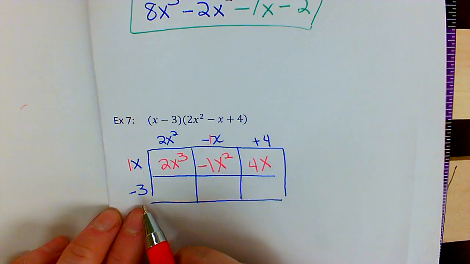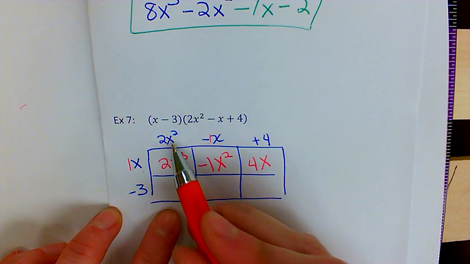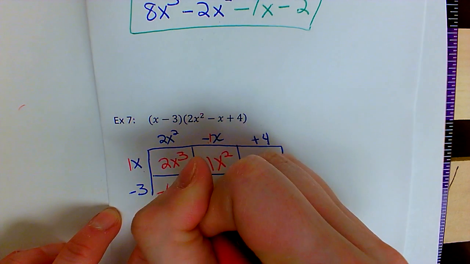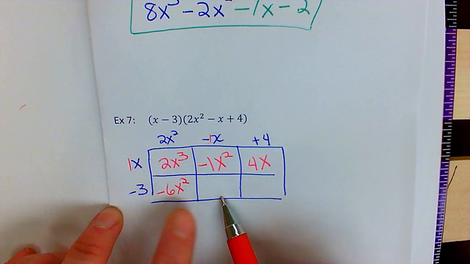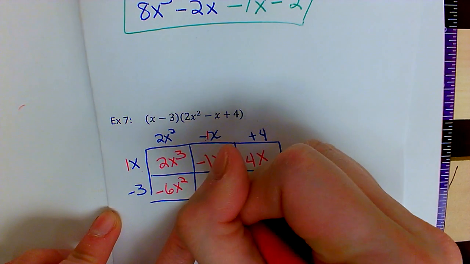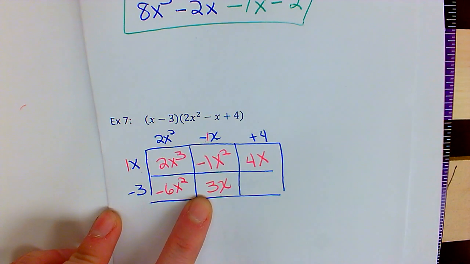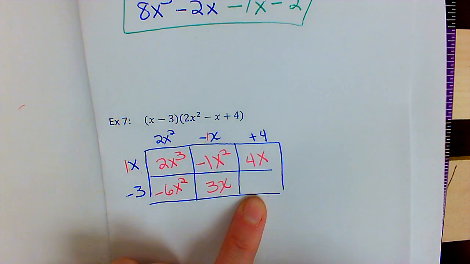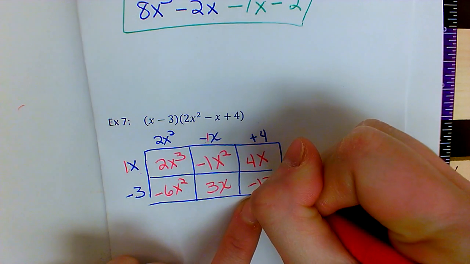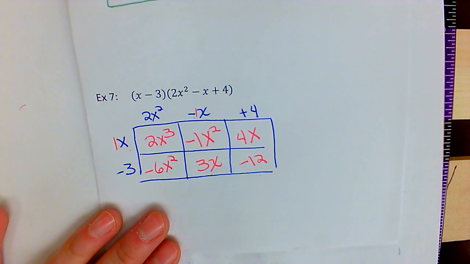Now you've got to multiply the negative 3 to each one of those terms. So negative 3 times 2 gives me the negative 6, and I still need to make sure that I bring down that x squared. Negative 3 times a negative 1 becomes a positive 3, and then don't forget about the x that's right there. And then for the last box, negative 3 times 4 ends up giving me a negative 12. Now I just need to worry about combining the like terms.